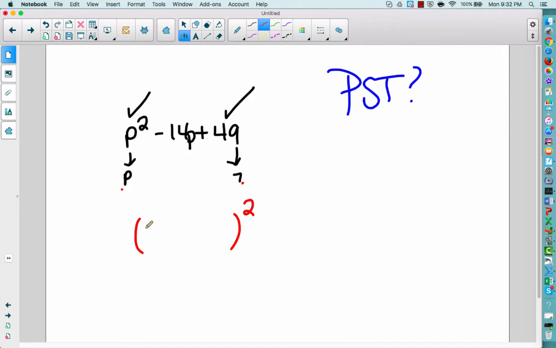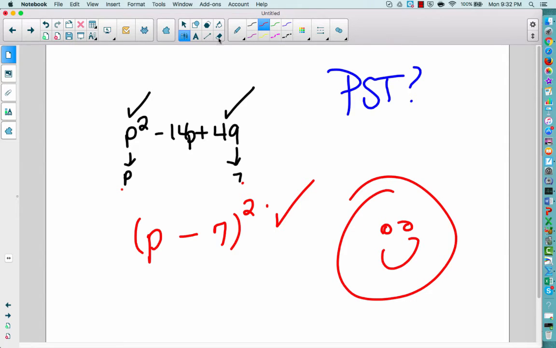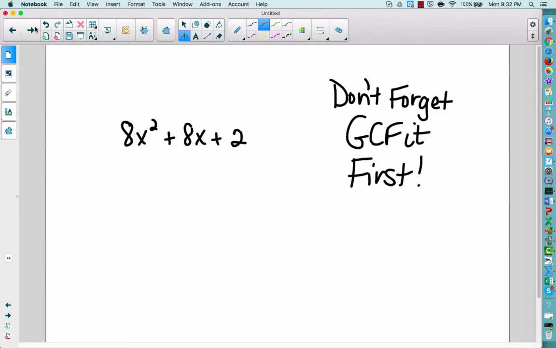So it's a binomial quantity squared. Square root of p squared is p. Square root of 49 is 7. Sign in the middle term is negative. Done. All right, a couple more.